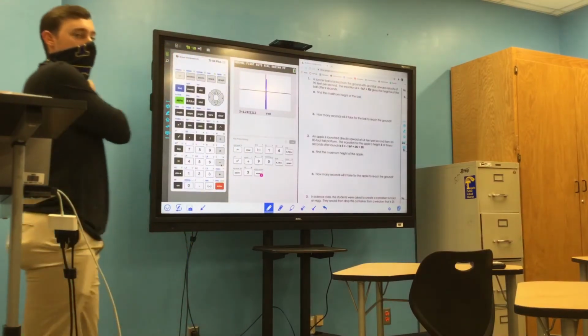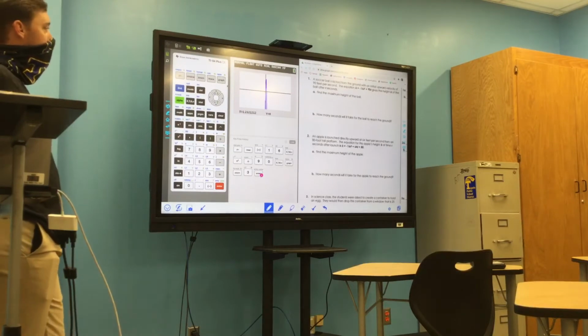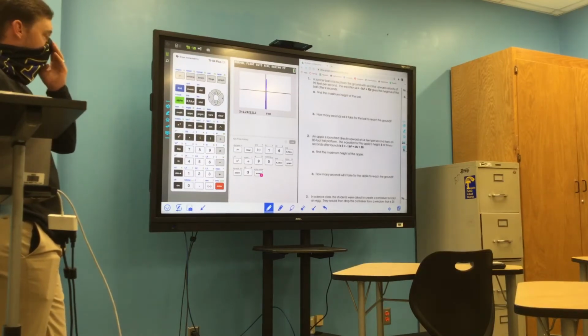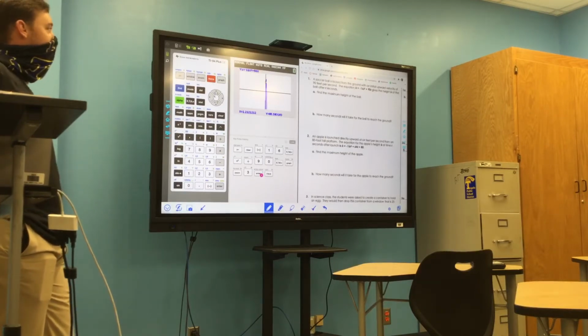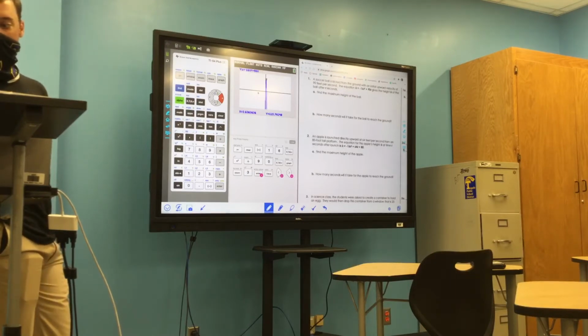So one thing you can do, if you need to find that value, is go to trace. Just press trace. That's all you have to do. Not second trace, nothing, just press trace. Notice you have this cursor, and you're going to follow that cursor until you get to the very top. You get to the very top there.